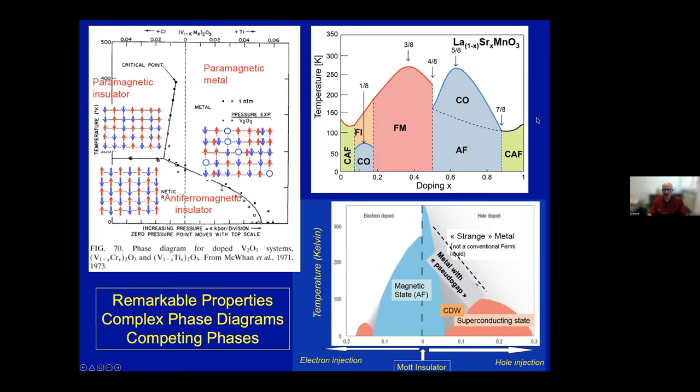Manganites have a very complex phase diagram with phases like ferromagnetic, antiferromagnetic, charge order, and so on and so forth. And last but not least here, you see the infamous phase diagram of cuprate superconductors, which upon doping can be converted from their parent state, which is a magnetic insulator, to a superconducting state through a very rich diversity of various regimes, which are still the topic of active and interesting research these days.